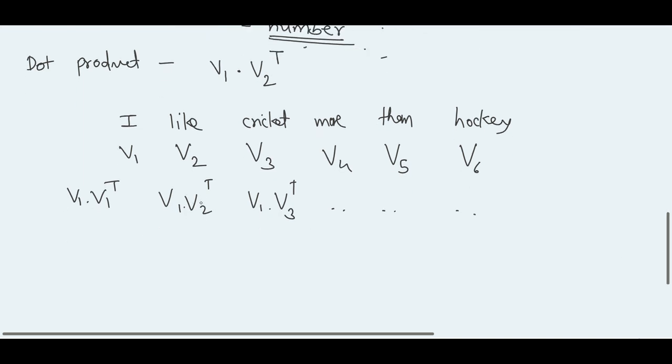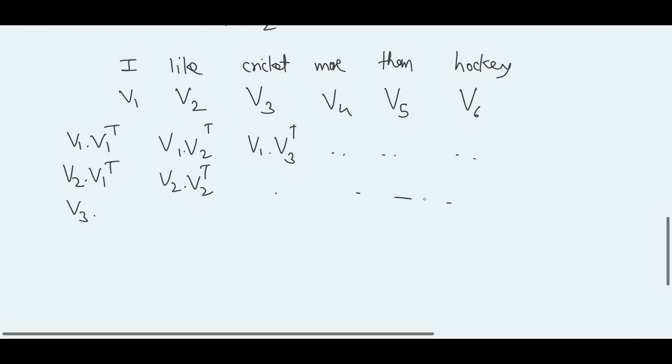We will calculate the dot product of v1 with respect to all the other vectors. Similarly, you will take v2 and calculate the dot product of v2 with respect to all the other vectors, right? Similarly for v3, v4, v5 and v6. So that will basically give us the similarity scores. We will call it the similarity score among all the given words. So this has a way of representation.